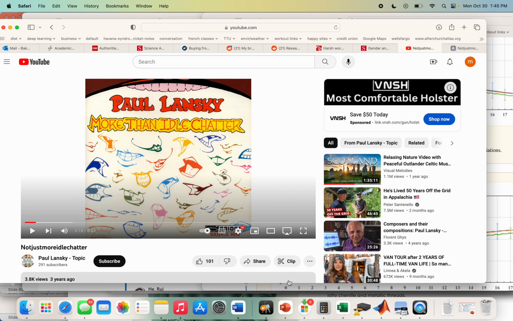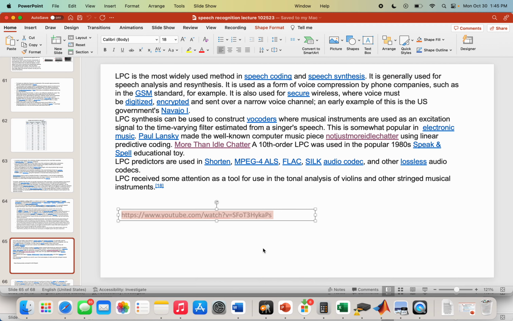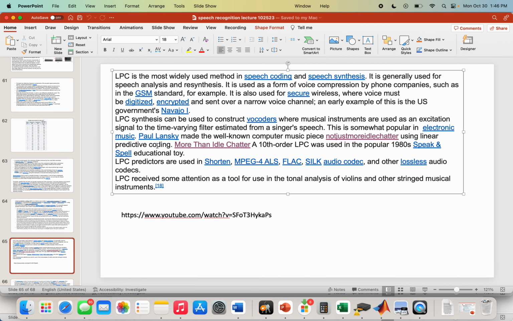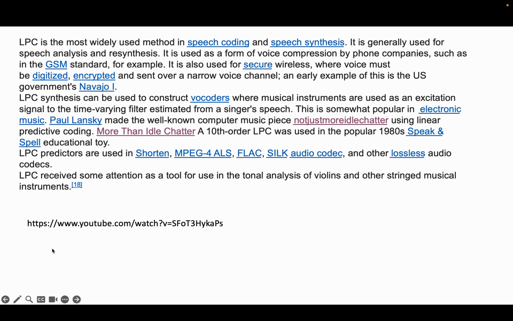So basically, an example of linear predictive coding as done by Paul Lansky, using linear predictive coding in a vocoder. So kind of interesting and mildly creepy, maybe appropriate for a Halloween slide.